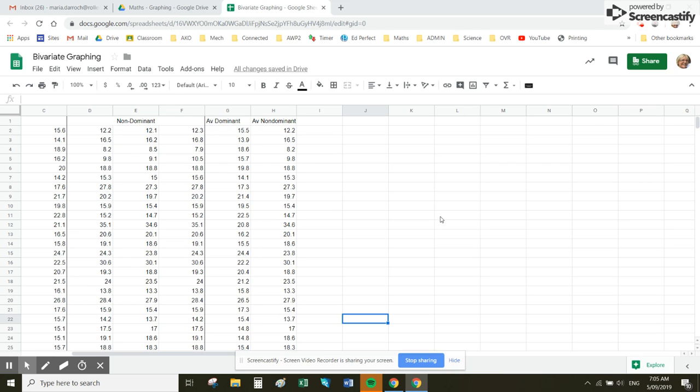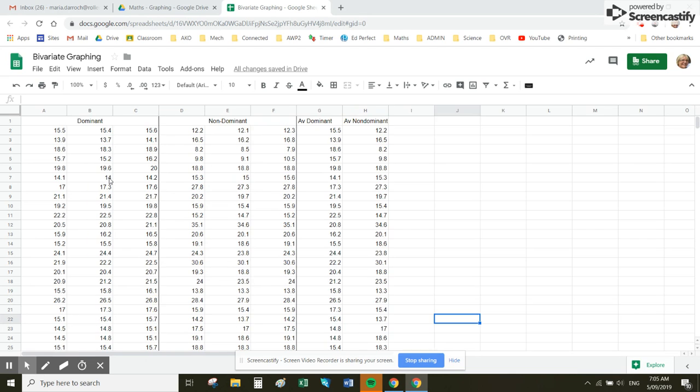Hi guys, I'm just going to run you through how to insert a scatter graph into your chart. What I have here is the data from my dominant hand and my non-dominant hand. I've collected 3 from each, and then I've made a column which is the average. So the average of the dominant hand is the average of those 3, and the average of the non-dominant hand is the average of these 3.